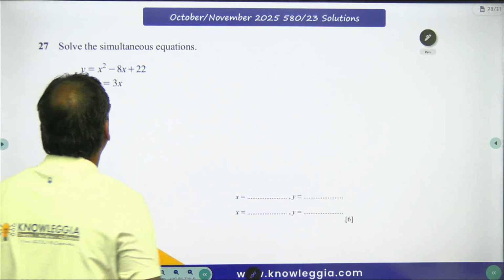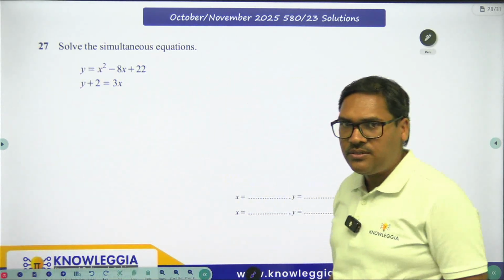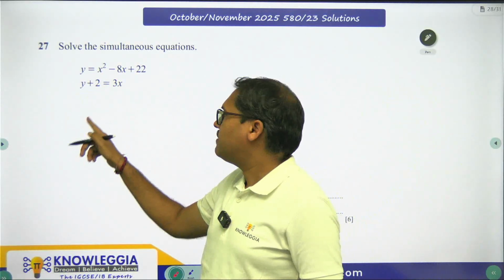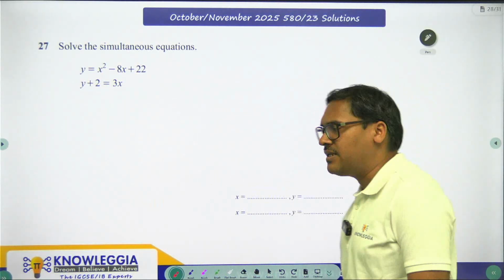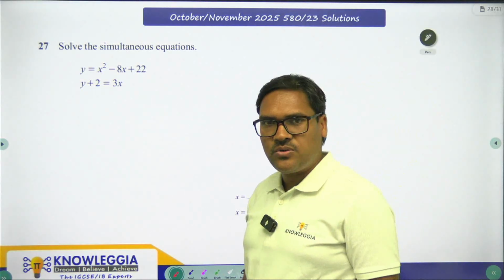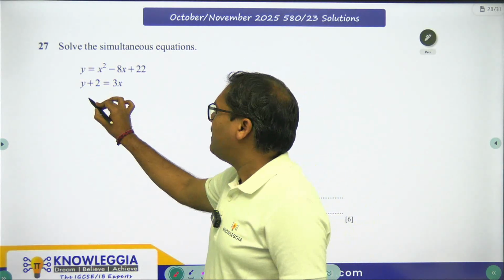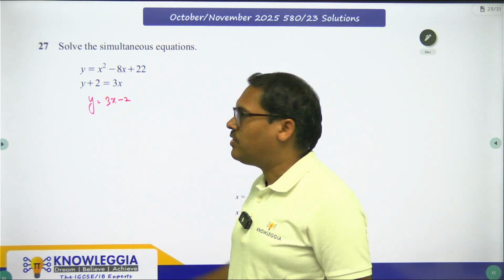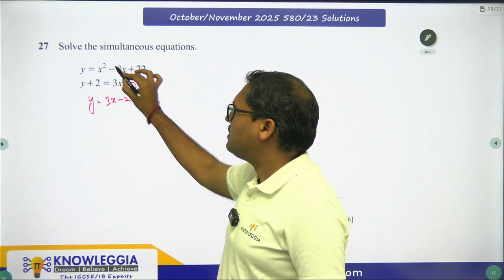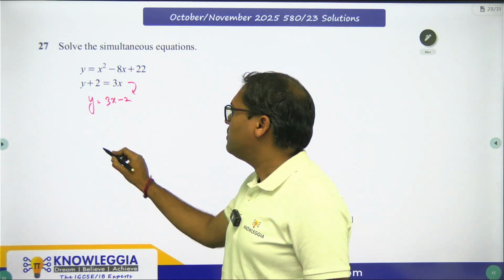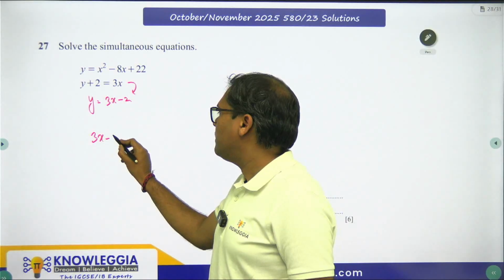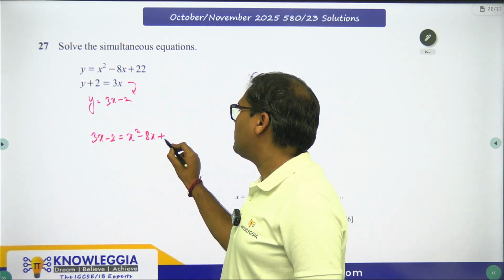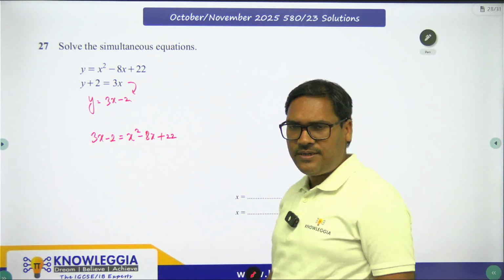The next question here is you have to solve the simultaneous equation. This is a non-linear expression, and this is a linear expression. You have to solve the simultaneous equation. So what you can do is use the substitution method. What is y? y is equal to 3x minus 2 from this. Now substitute this here, or you can equate them. So this is 3x minus 2 is equal to x square minus 8x plus 20. I hope this is clear.